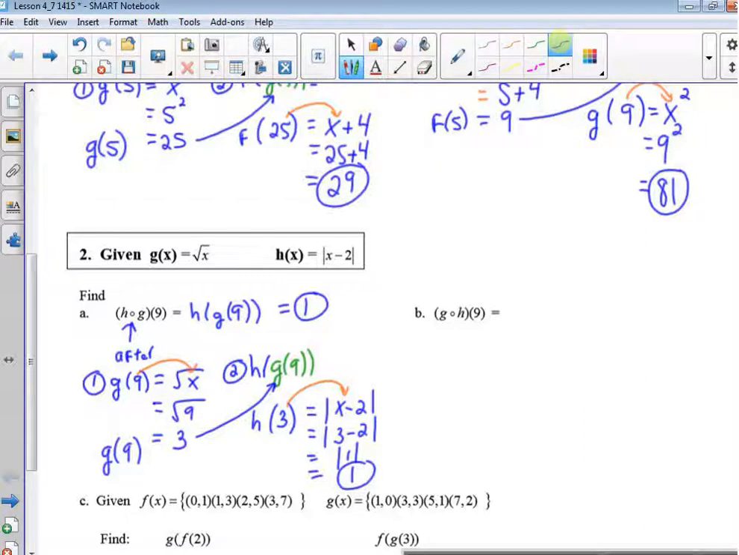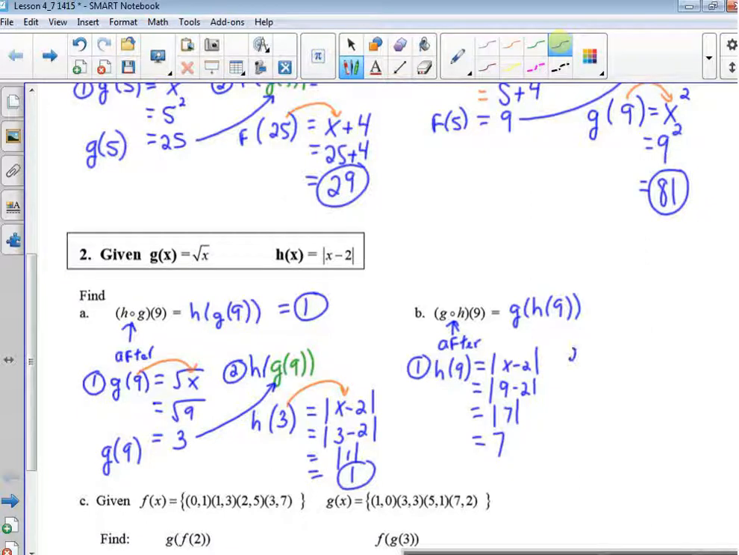On B, we're reversing it, g after h of 9. So I'm going to say that's the same as g of h of 9. Those are the same. And I'm going to perform the innermost function first, which is h of 9. So the h rule is absolute value of x minus 2. So I get 9 minus 2, absolute value of 7, which is 7.